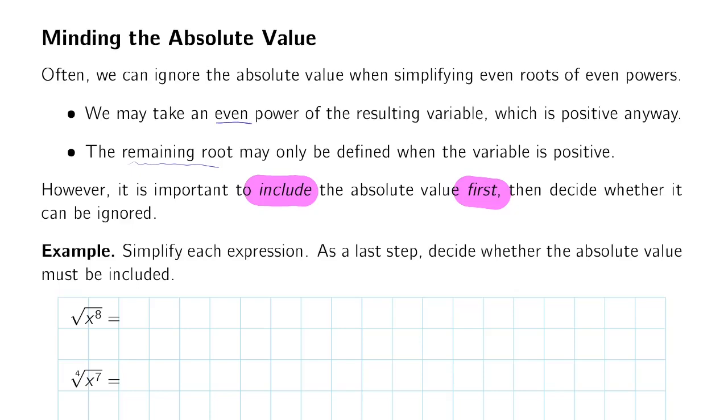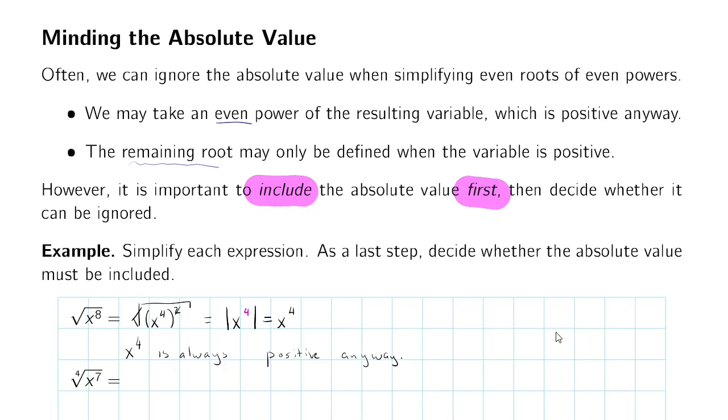So we've got a square root of x to the 8th. Right, that's a square root of x to the 4th squared. Square root and the squared cancel, provided we take the absolute value. But now that x to the 4th is an even power of the variable, so x to the 4th is going to be positive anyway. So we don't need to include the absolute value there.